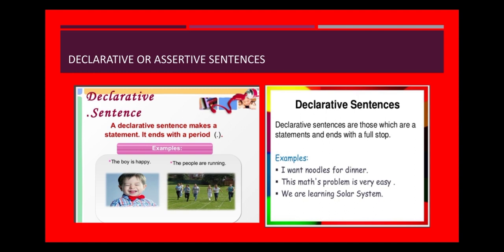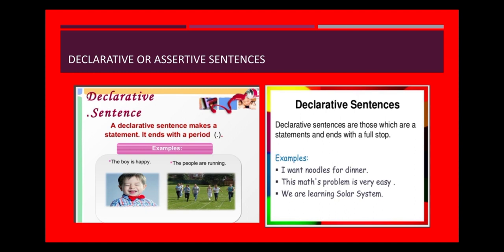Children, an assertive sentence states or declares a fact. These sentences are simple statements. For example, the boy is happy. The people are running. You can see in the picture.